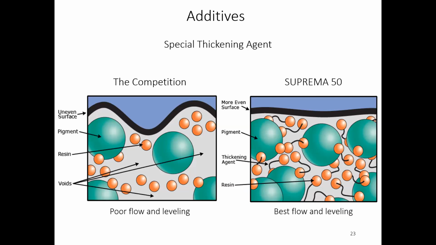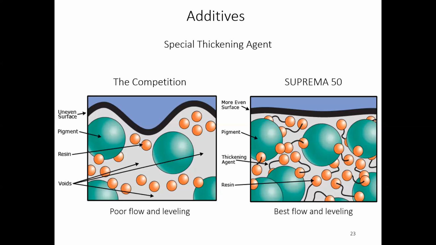Okay, special thickening agent. This is an additive that really helps paint flow and level out without showing minimal brush strokes or roller marks. So on the left, the competition, well, that's probably even an economy paint, and maybe on the right, that would be our ultra premium paint.